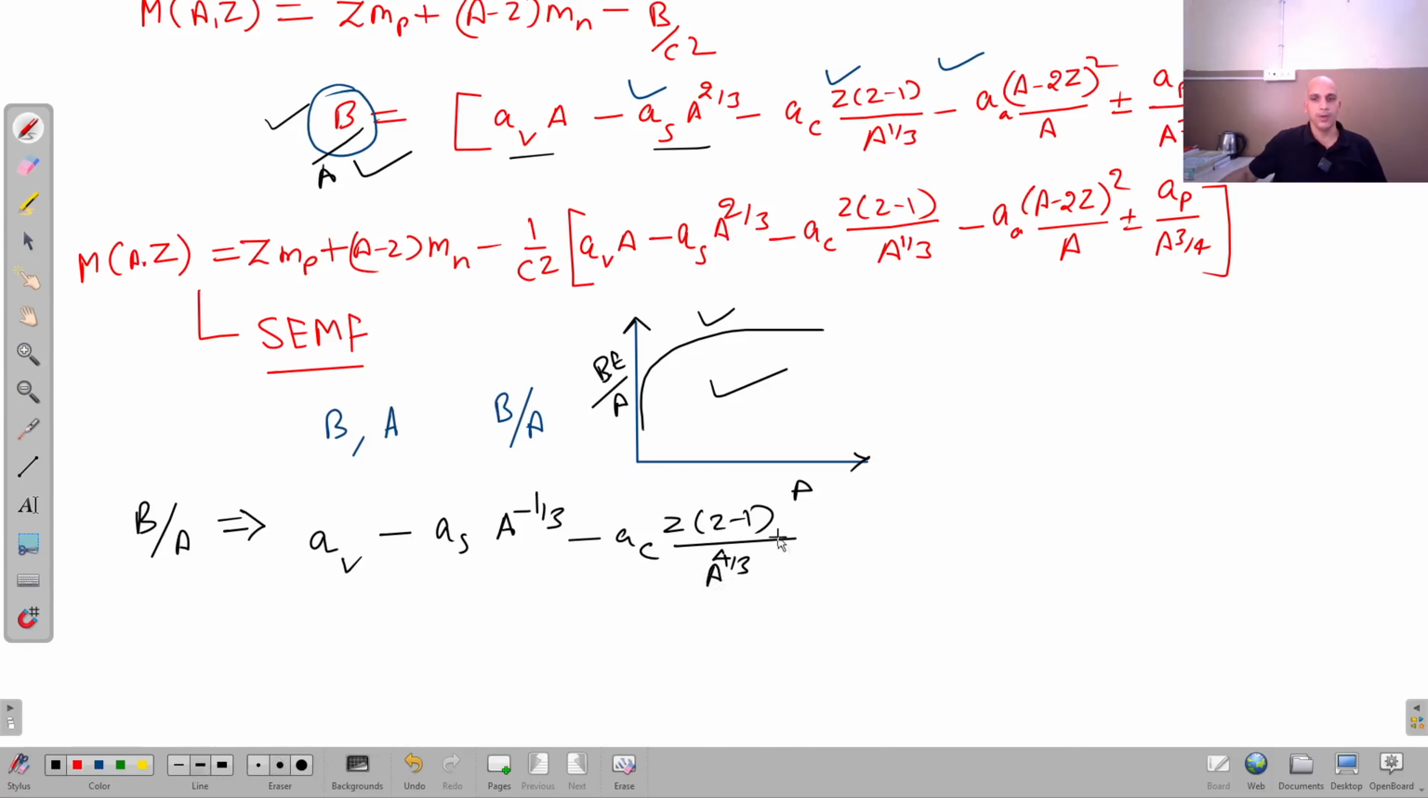Now I am going to the next term, minus a_asymmetry into (A minus 2Z) whole square divided by A into A. A into A will give me A square. Then plus or minus a pairing energy divided by A power 3 by 4 into A. Into A means 1, so 4 plus 3, 7. It will become A power 7 by 4, right.